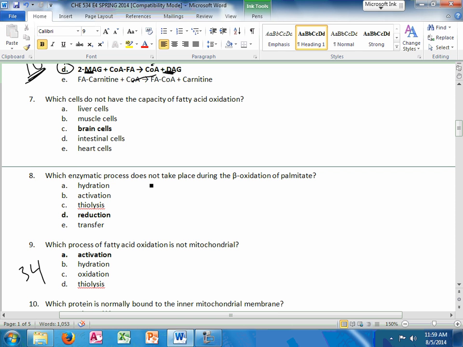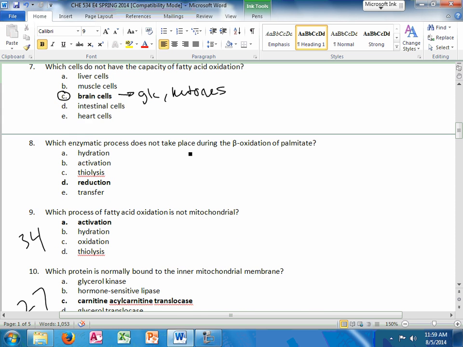Which cells do not have the capacity for fatty acid oxidation? Brain cells. Brain cells are the only ones. They're going to run off only glucose or ketone bodies. Couldn't find that anywhere in the slides, but he says it a bunch of times, and he'll ask about it twice here in the test.